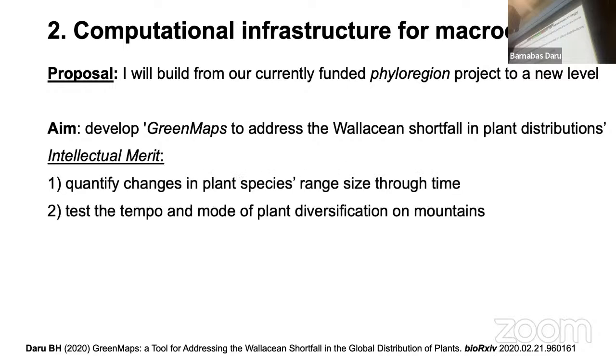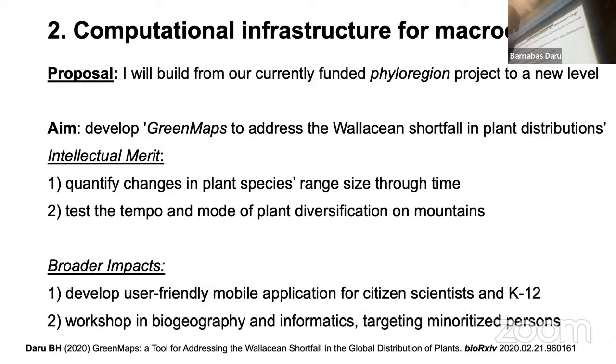And so to do this, we want to ultimately use this data to quantify changes in species range sizes for plants through time. And that can also help us to address questions like the tempo and mode of plant diversification across mountain ranges. And we hope to ultimately develop a mobile app that can help steer users to places that have not been collected before, as opposed to randomly collecting across the landscape, which can easily lead to biases and skewed coverage.